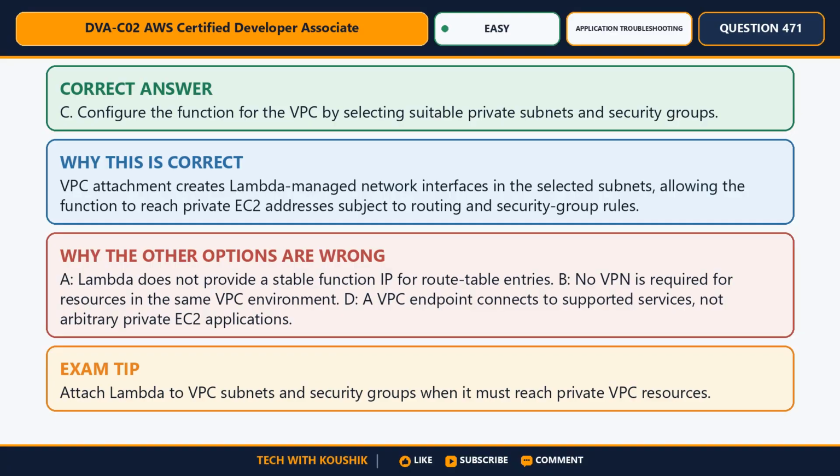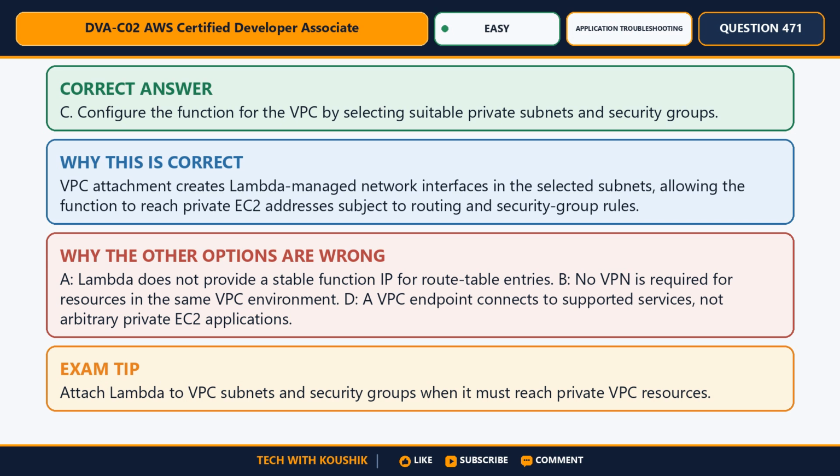The correct answer is C. Configure the function for the VPC by selecting suitable private subnets and security groups. Here is why. VPC attachment creates Lambda-managed network interfaces in the selected subnets, allowing the function to reach private EC2 addresses subject to routing and security group rules. Why are the other options not correct?